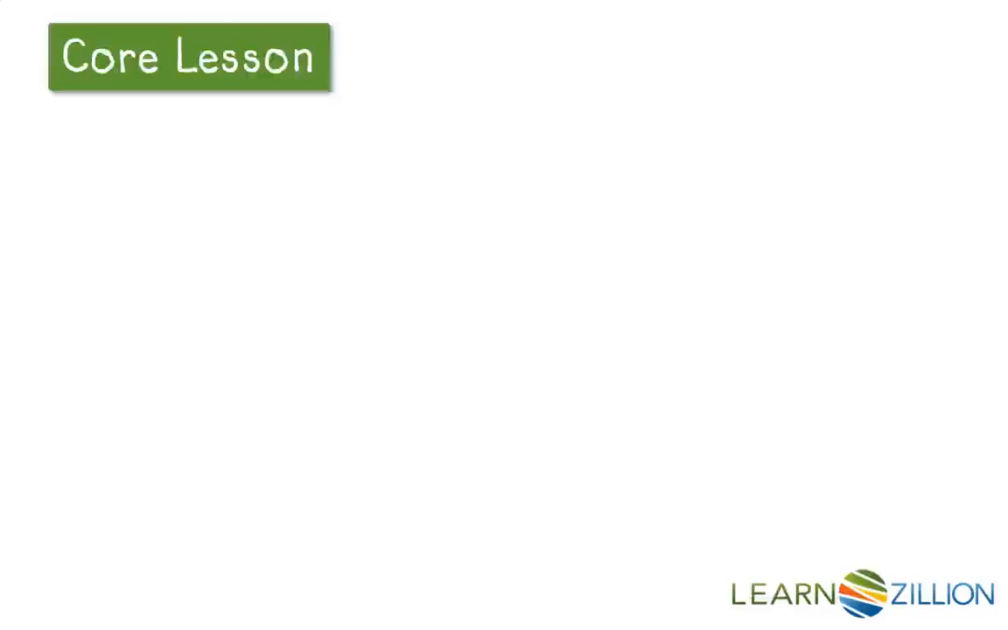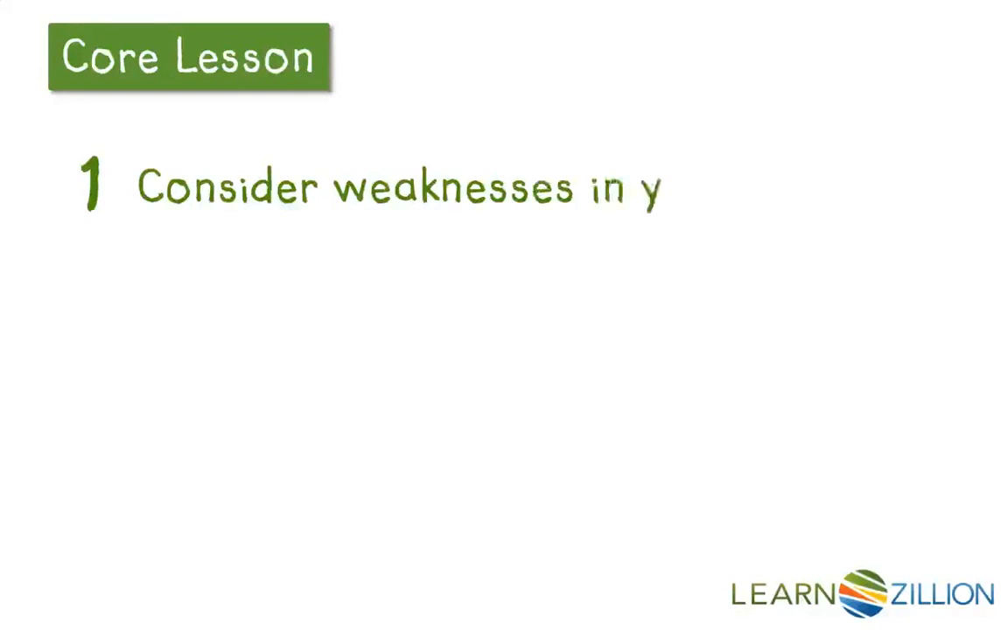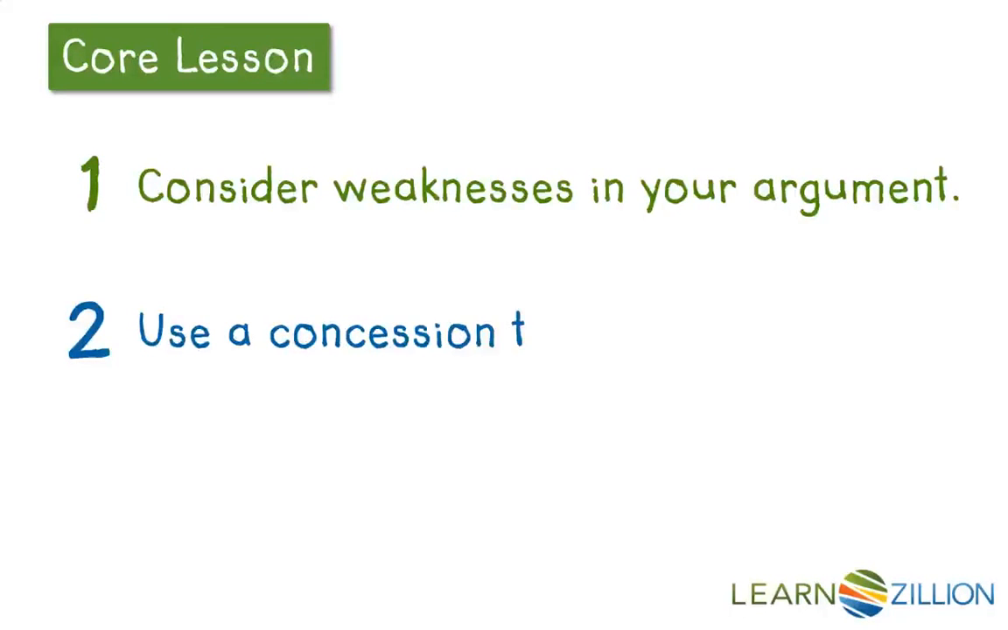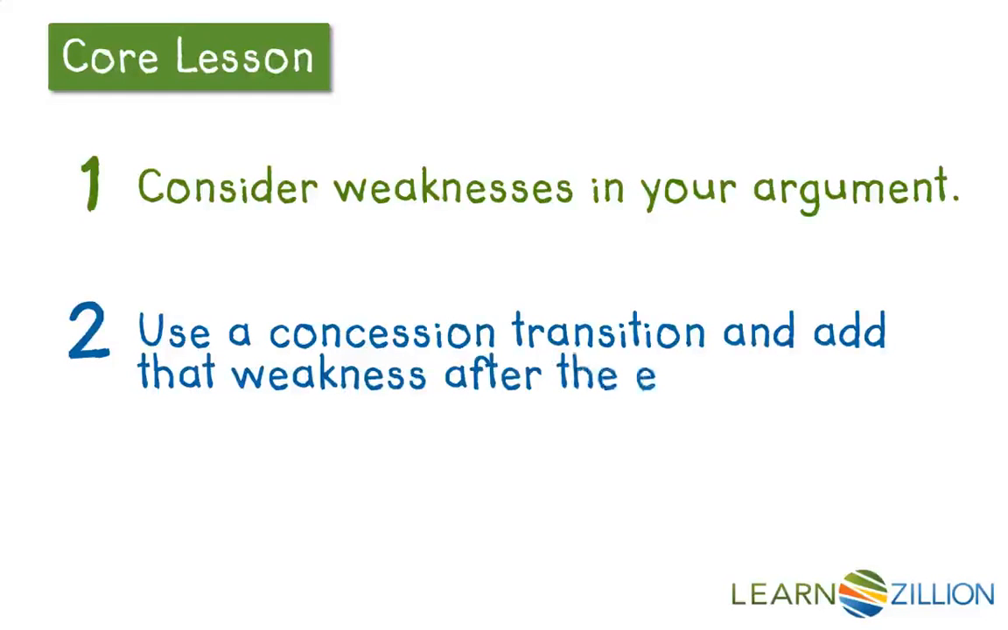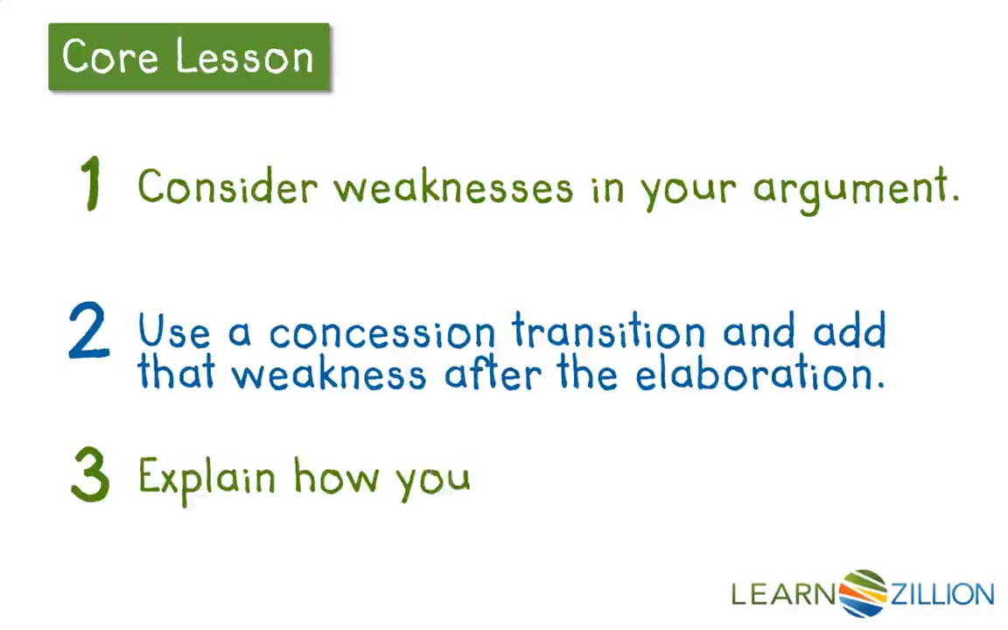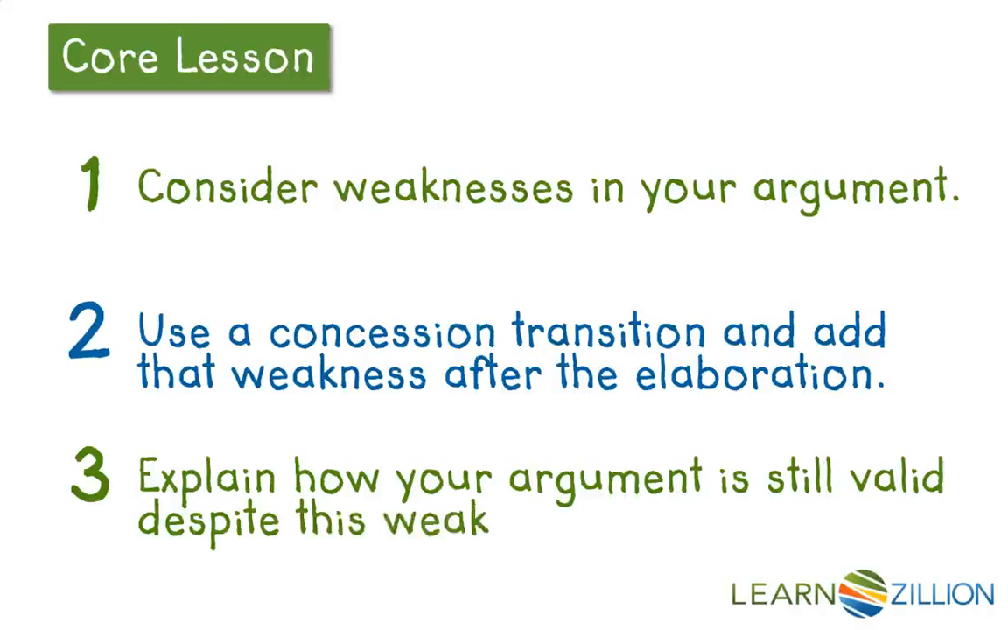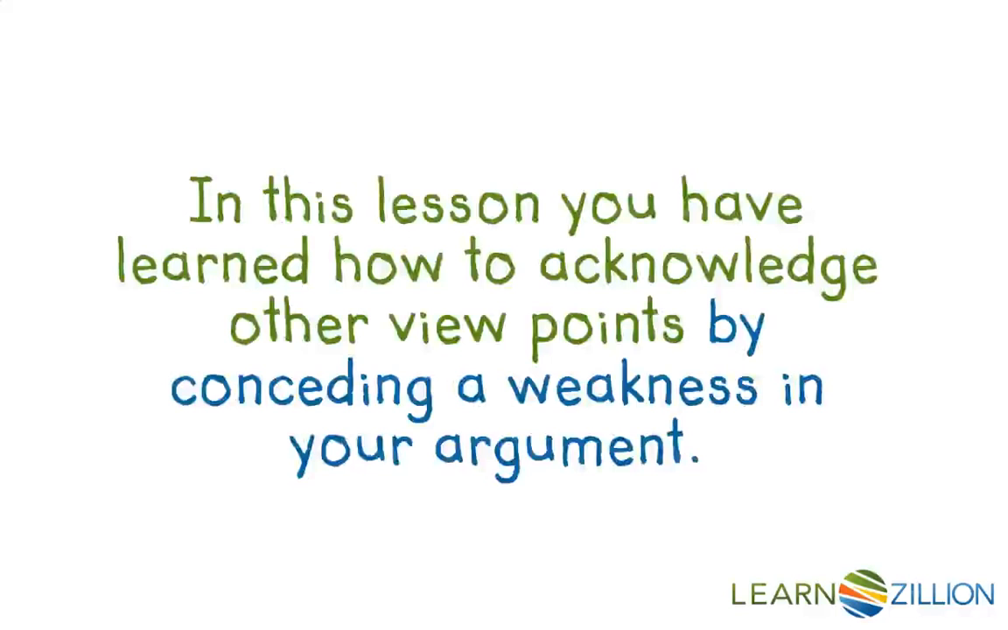So the way that you write a concession and do it effectively is to first consider weaknesses in your argument. Then you're going to choose one, use a concession transition, and add that weakness after the elaboration. Finally, you're going to explain how your argument is still valid despite this weakness. In this lesson, you have learned how to acknowledge other viewpoints by conceding a weakness in your argument.